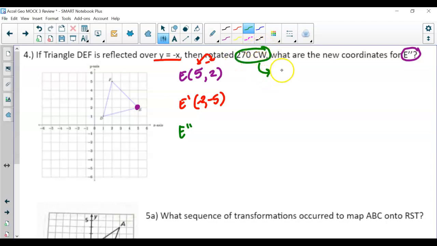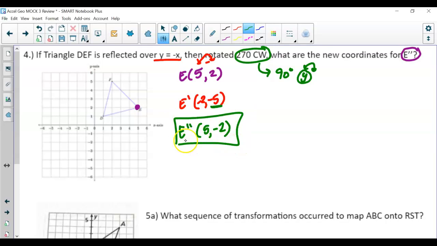270 clockwise is the same as a good old 90-degree counterclockwise, which is, again, we're switching but changing the sign of the y. So we're going to focus on the y here, and that's how you get positive 5, negative 2 here.